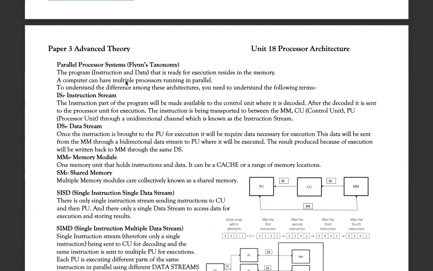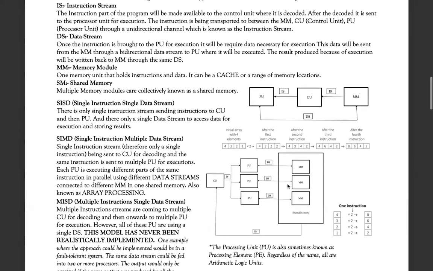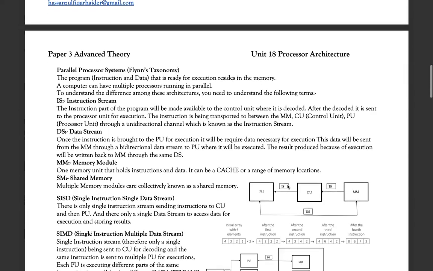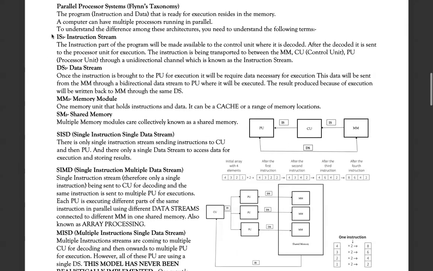Consider a computer which can have multiple processes running in parallel, and these are the different variations that can exist in that scenario. First of all, these processes will have an instruction stream. As you can see here, this instruction stream is unidirectional. It only starts from my memory module. MM stands for memory module. This is where the instructions and data are stored. The instruction part is sent on this instruction stream, which is a unidirectional stream.